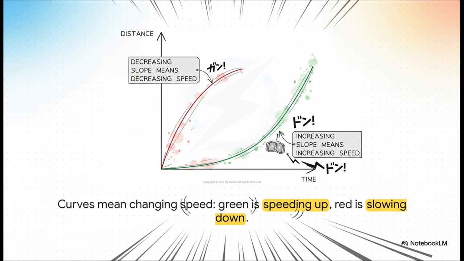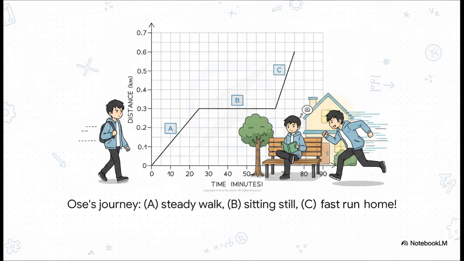changing. Look at the green line. See how it's getting steeper and steeper? That means the speed is increasing. It's accelerating. Now look at the red line. It starts off steep and then gets flatter and flatter. That means the speed is decreasing. It's decelerating. Let's see how this all comes together to tell a story.